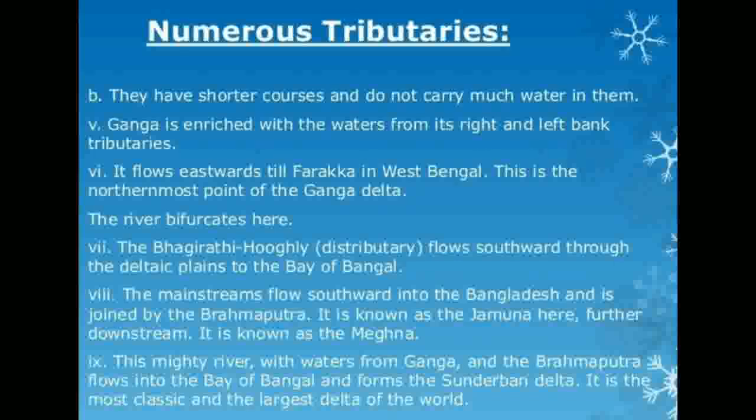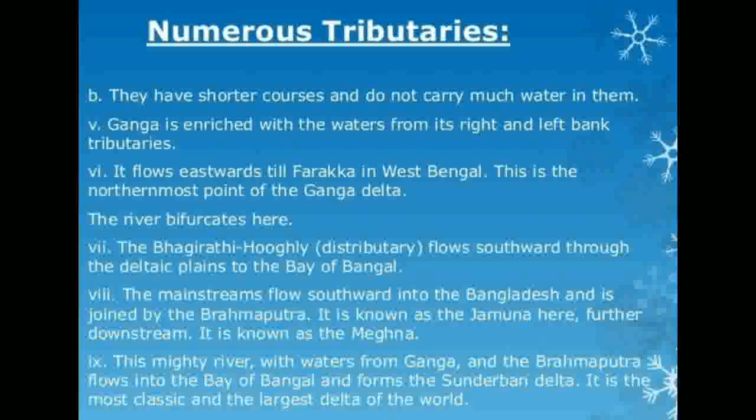Ganga is enriched with water from its right bank and left bank tributaries. When we look at the path of this river Ganga, it flows eastward from its source till Farakka in West Bengal. And we can say this is the northernmost point of river Ganga. Here it bifurcates into two streams. The Bhagirathi-Hooghly distributary flows southward. It takes a U-turn and starts moving towards the south and ultimately reaches the Bay of Bengal.